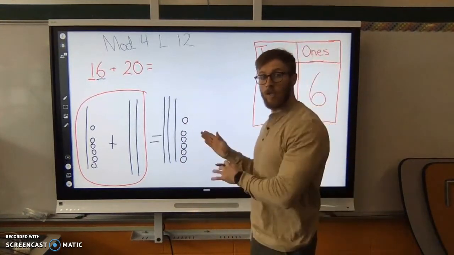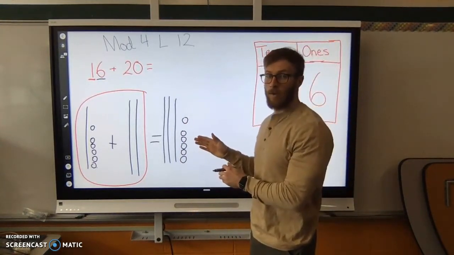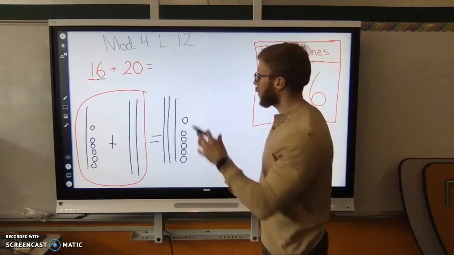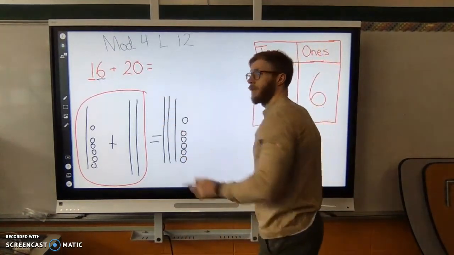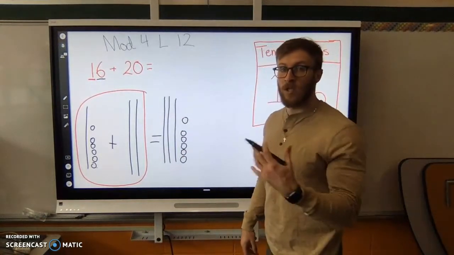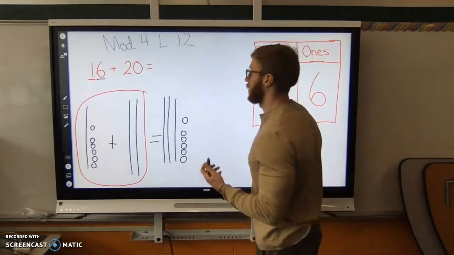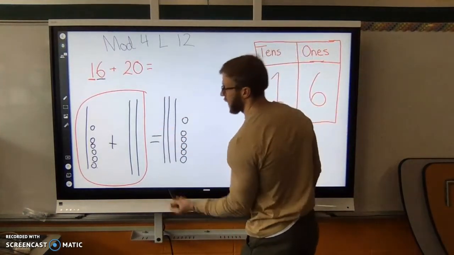Are we done? We just finished our picture. We're done drawing the picture, but we're not done solving the problem. We need to convert this back into number form. Are we going to start with our tens or ones? We're going to start with our tens. It's on the left side. Let's start with that. So let's count our tens.